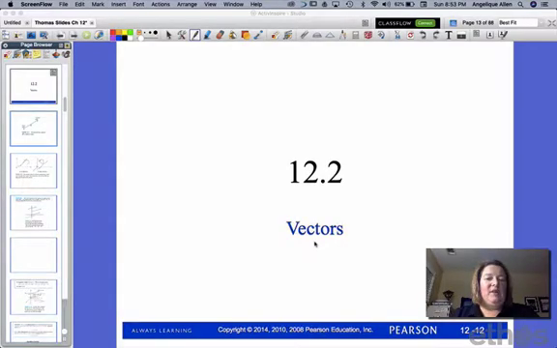Hello everyone, welcome to lesson 12.2. We're going to talk about vectors. Hopefully this is a familiar subject, but if you do not recall anything about vectors, we are going to start from scratch here. So the first thing you need to know is what is a vector.